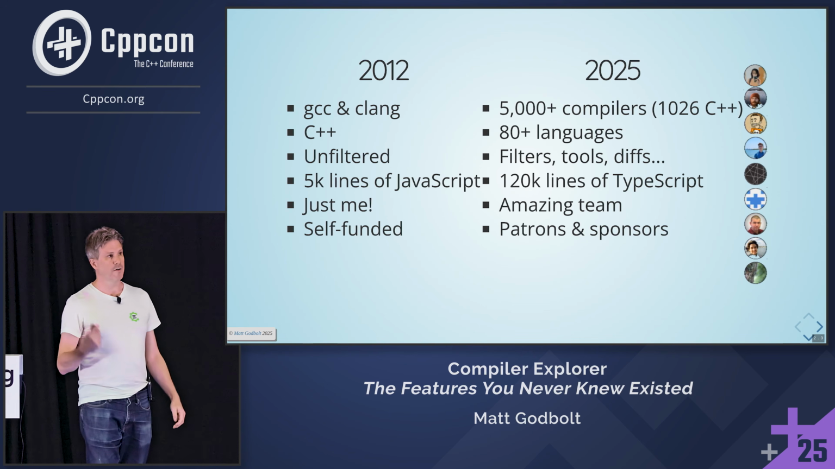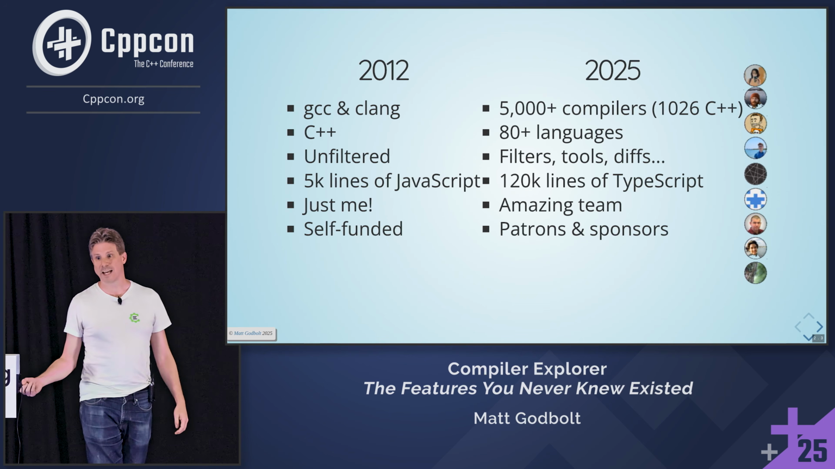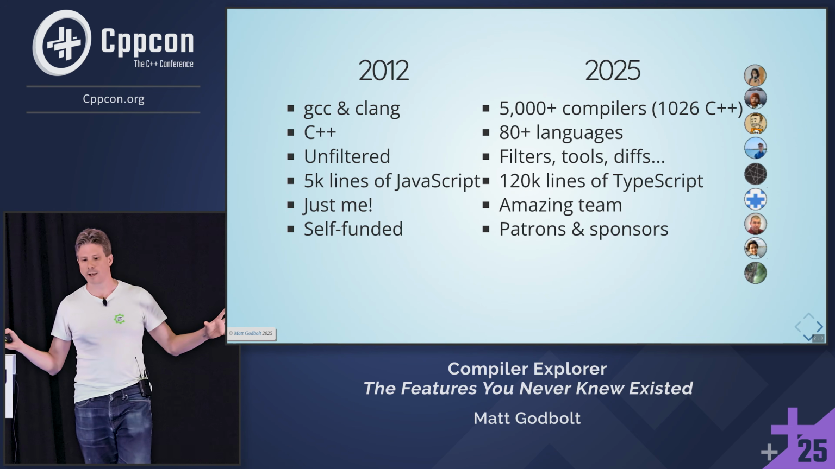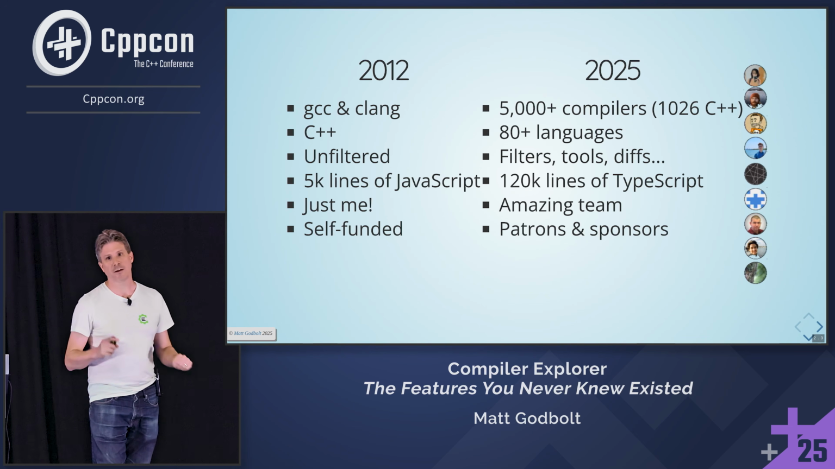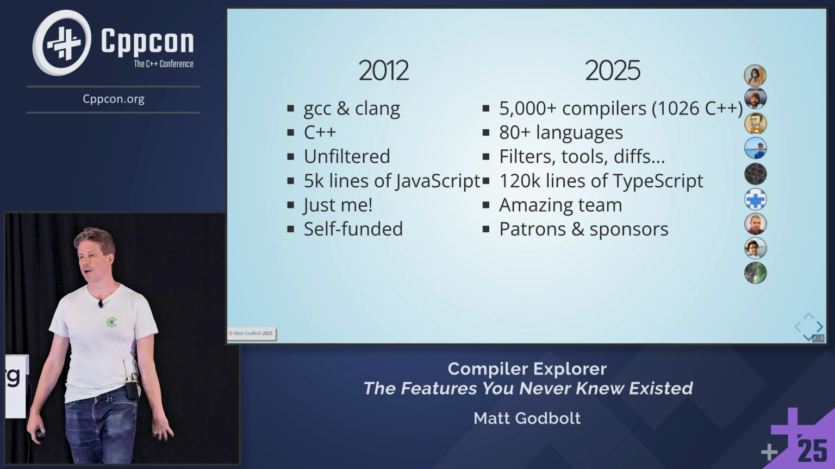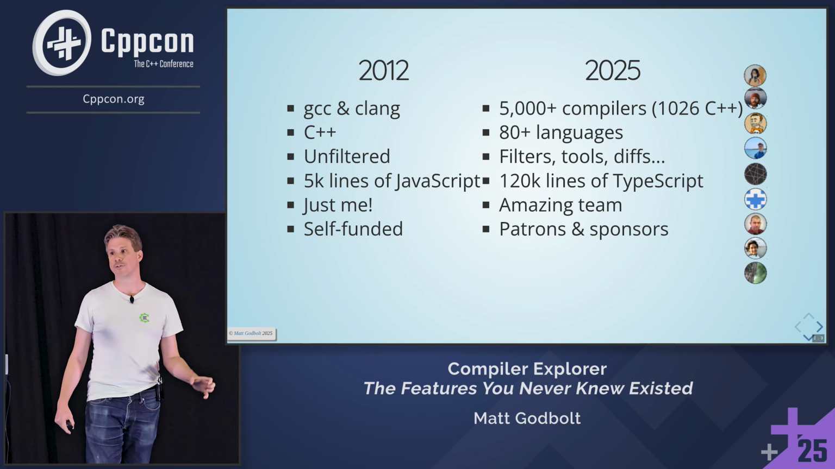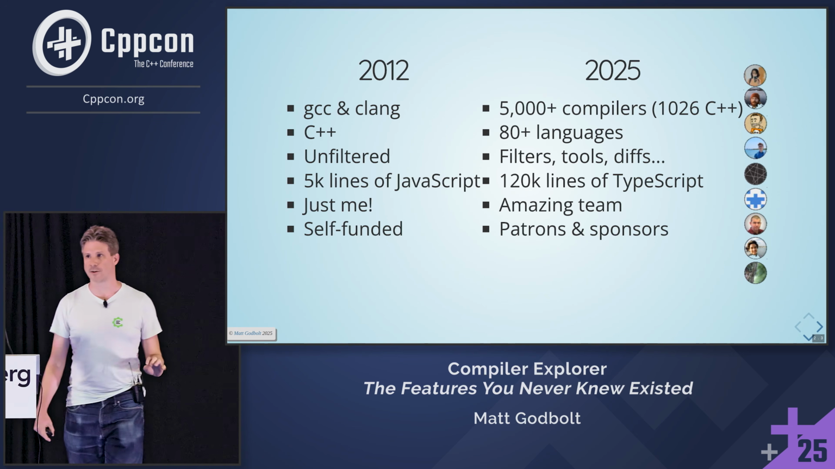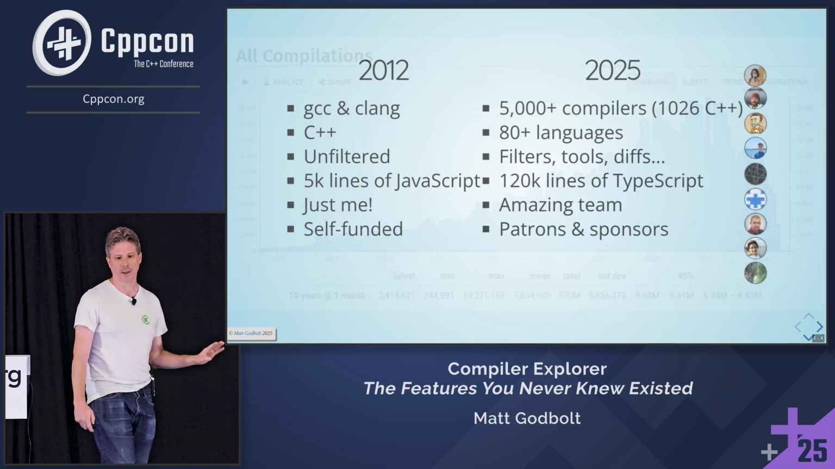Today, we've got more than 5,000 compilers, 80 languages, all sorts of filters, tools, and diffs, which I'm going to talk about shortly, which is why you're all here. We've got 120,000 lines of TypeScript somehow. There's an amazing team that helps me support it, and we have patrons and sponsors that keep the site going, which is just as well because it's like another mortgage payment.